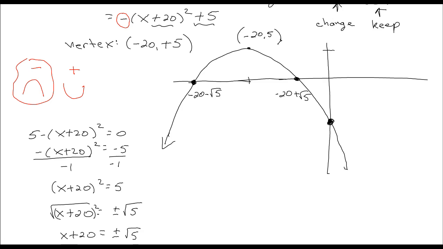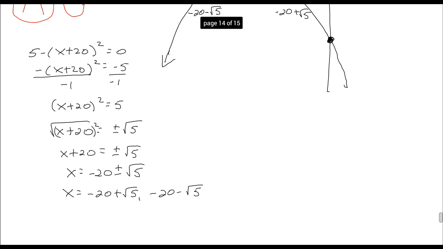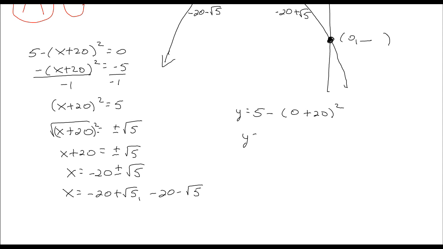So now I just need my y-intercept, which is going to be when the x value is 0. Okay, so I need to set the function again, but I'm going to plug in 0 for x. So y is equal to 5 minus 20 squared is 400, so y is equal to negative 395. So this is negative 395.